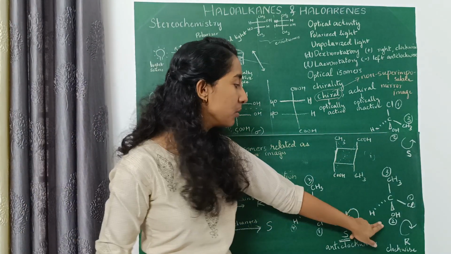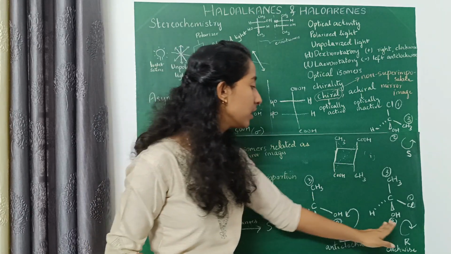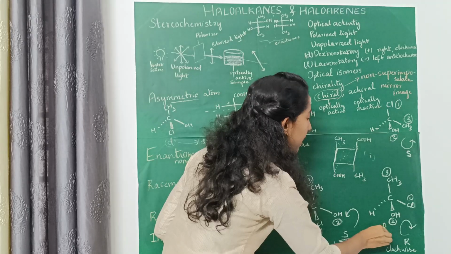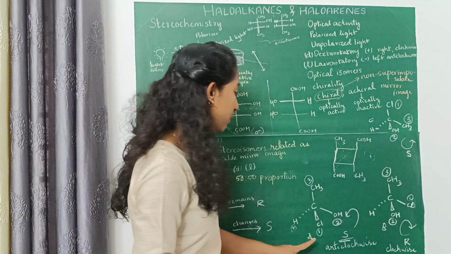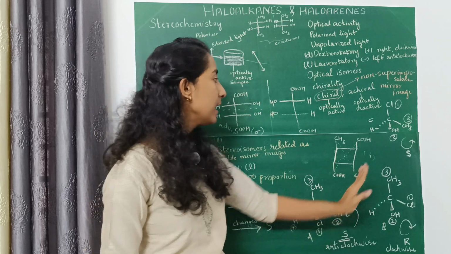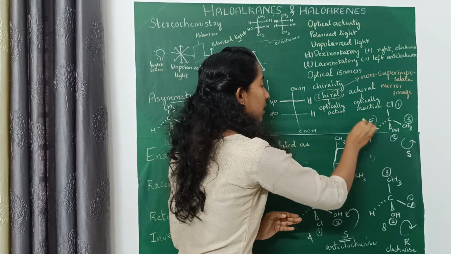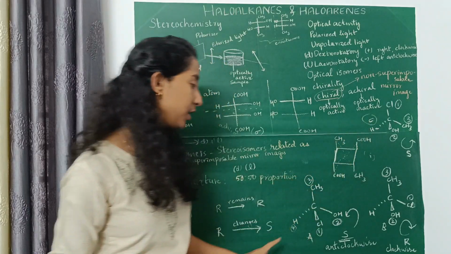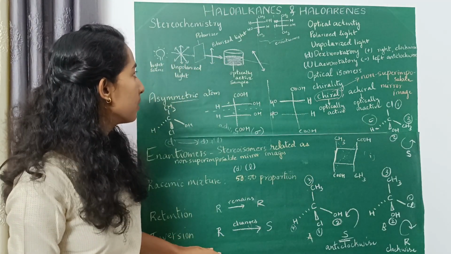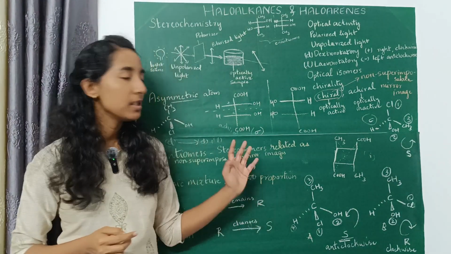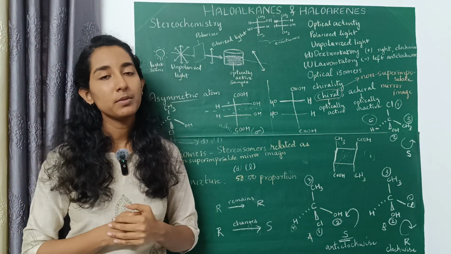Whereas in the other case it was inversion. Let's call these A, B and C. When you compare A and B, there is inversion of configuration, whereas when you compare A and C, there is retention of configuration. So that's it. I hope this stereochemistry is clear to you. Thank you.